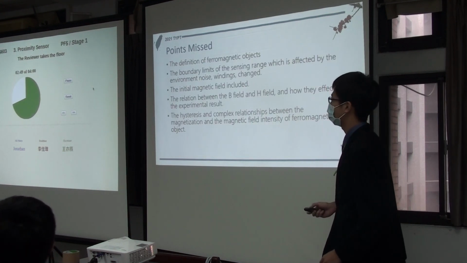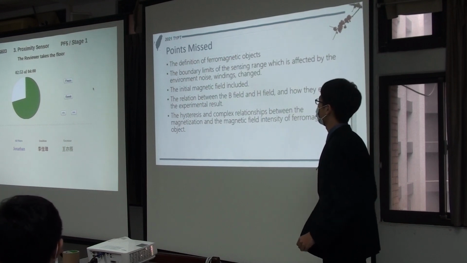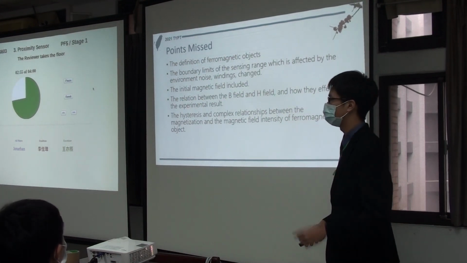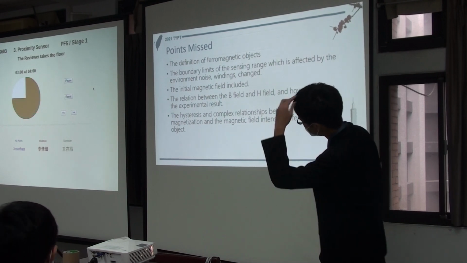Then this is our point in the discussion between the reporter and opponent. First is the definition of a ferromagnetic object, which is very important because we have to consider the magnetization.